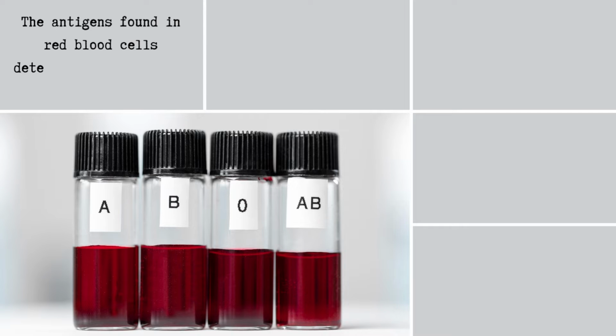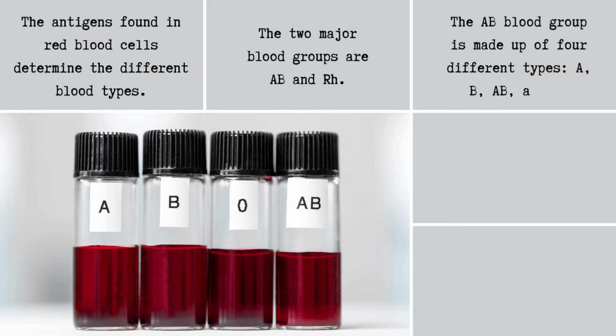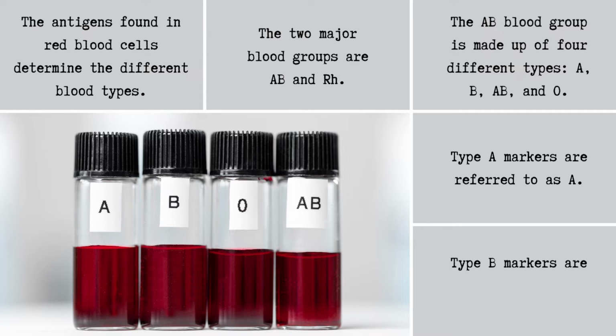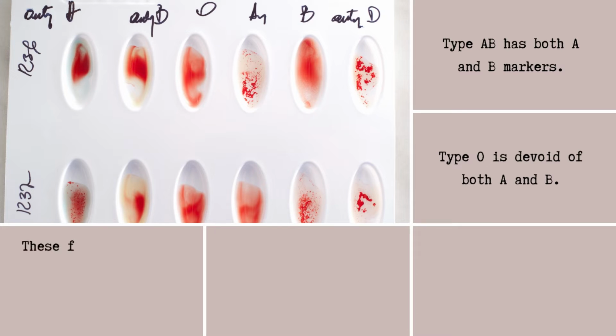The antigens found in red blood cells determine the different blood types. The two major blood groups are ABO and Rh. The ABO blood group is made up of four different types: A, B, AB, and O. Type A markers are referred to as A markers. Type B markers are referred to as B markers. Type AB has both A and B markers. Type O is devoid of both A and B.